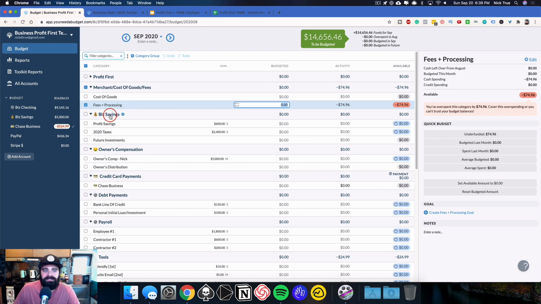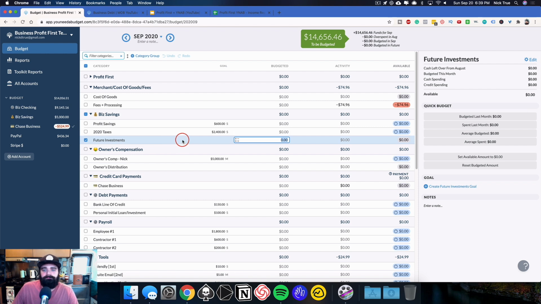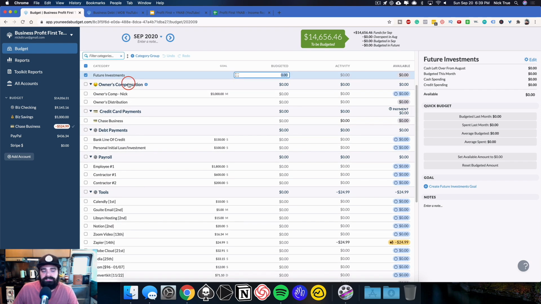Now, next, I'm going to have my business savings group. This is one group that is going to hold our profit and our taxes. And so as part of the Profit First system, you know that we are consistently setting aside profit and taxes as money comes in. And we need a place to put that. So I've got a category for both of these here. I've also got a future investments category that sometimes I use and sometimes I don't if I've got excess money in the business.